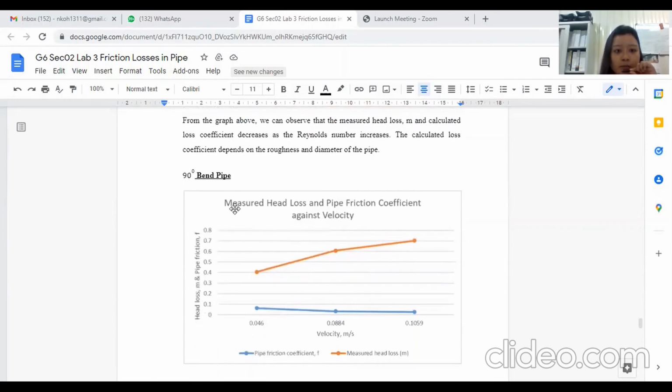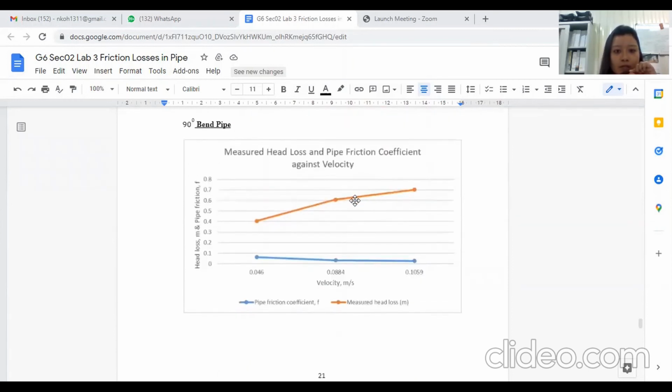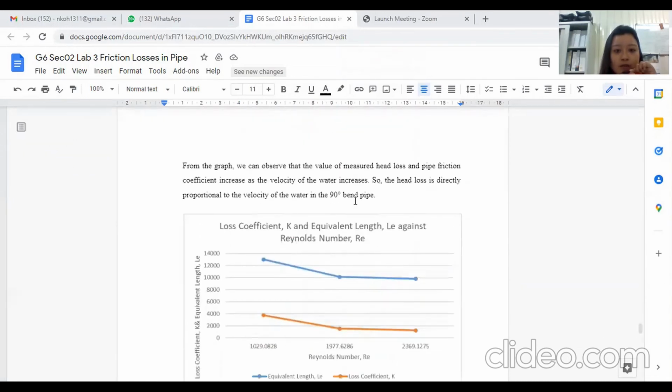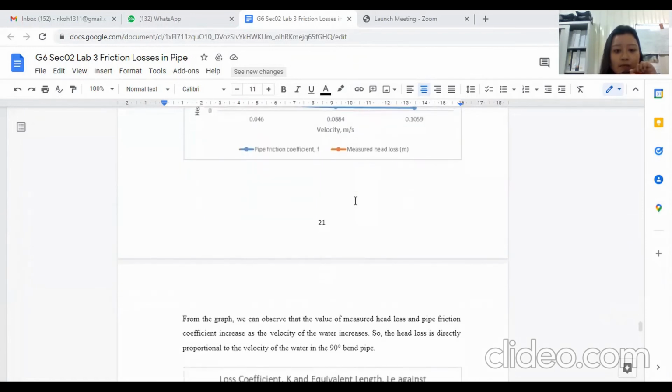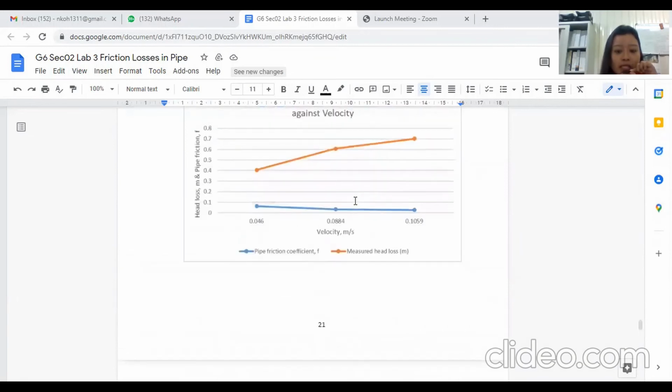As for the 90-degree bend pipe, for the measured head loss and pipe friction coefficient against velocity, from the graph, you can observe that the value of measured head loss and pipe friction coefficient increase as the velocity of the water increases. So we can conclude that the head loss is directly proportional to the velocity of the water in the 90-degree bend pipe.